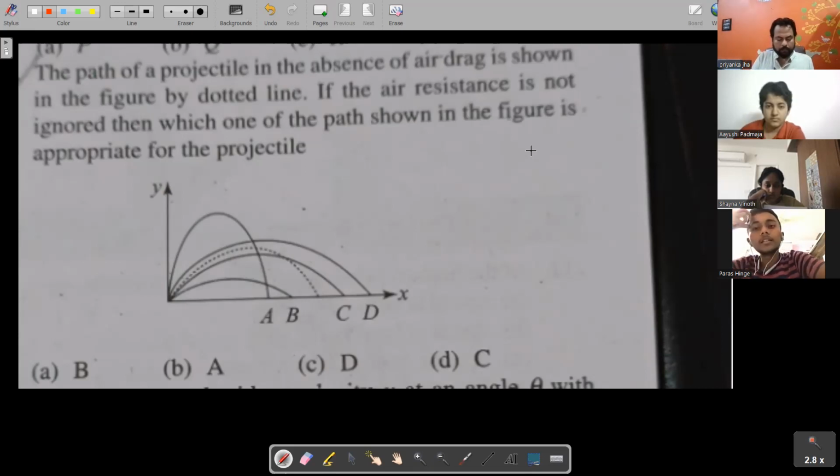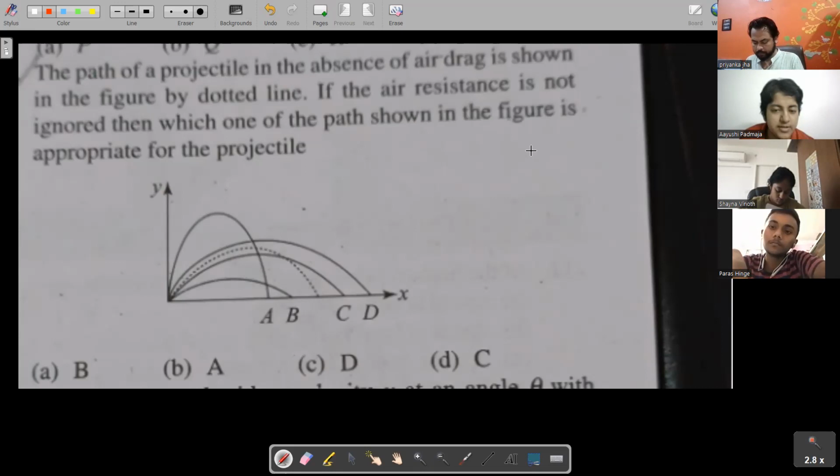So if air resistance is there, then it will apply force to that. Is that point B correct? Which one? B means option A. Option A. Yes. Yes, sir. I think I got the same thing. We got the same. Because of air resistance, height and range both will decrease. Understood?